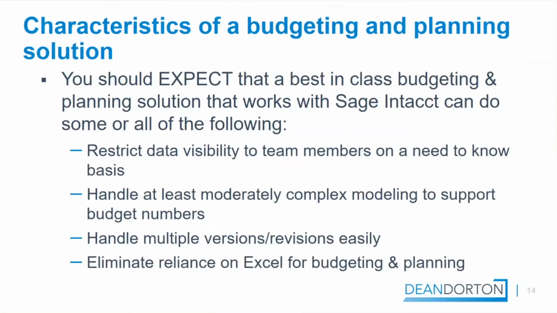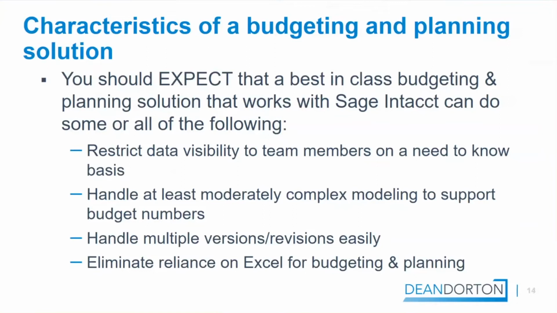You should also expect that the solution is able to restrict data visibility to team members on a need-to-know basis. So having a budgeting and planning solution is not an open door for everybody to look at whatever data they want. You want people to only be able to see what you want them to see. So maybe you want to restrict so that people can't see salaries, or maybe you want to restrict so that somebody can only see a certain dimension or certain group of dimensions. You should be able to do that in a best-in-class budgeting and planning solution.